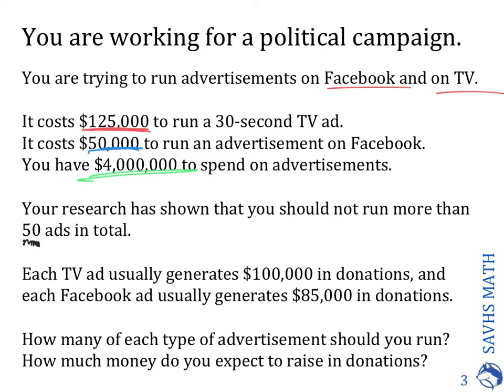And then we have some data from research, and we think we're going to get $100,000 in donations every time we run a TV ad, and $85,000 in donations for every Facebook ad we run. Obviously, these numbers might not be right, but now that I have real information, this is what we could do with it. So our goal is to figure out how many TV ads and how many Facebook ads we should run, and how much money we would expect to make.